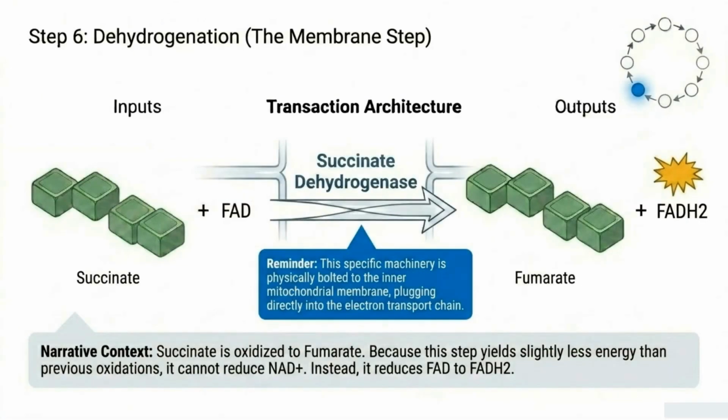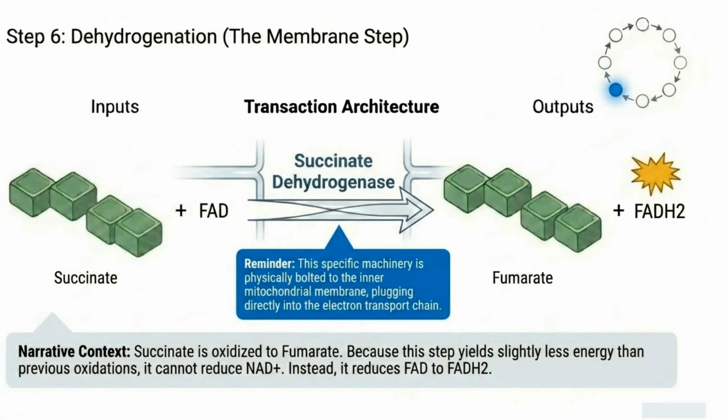Moving into step 6, we reach the membrane-bound station. The enzyme succinate dehydrogenase, which, as a reminder, is physically bolted to the inner mitochondrial membrane, oxidizes succinate into fumarate. Because this particular step releases slightly less energy than the earlier oxidation steps, it isn't powerful enough to reduce NAD+. Instead, the enzyme transfers these electrons to FAD, reducing it to the medium energy carrier FADH2, which plugs directly into the neighboring electron transport chain.